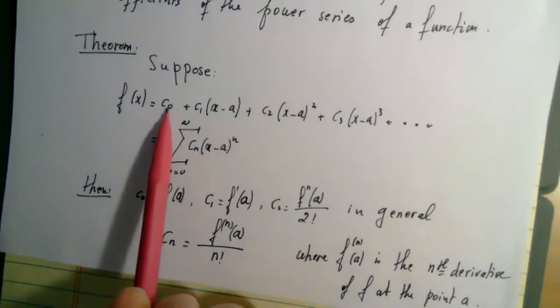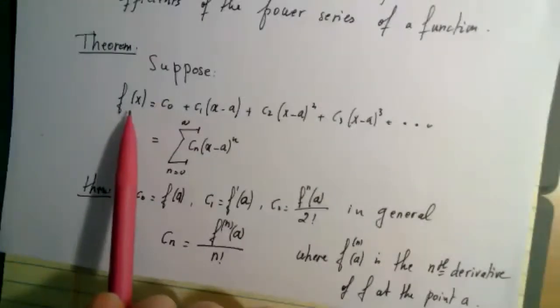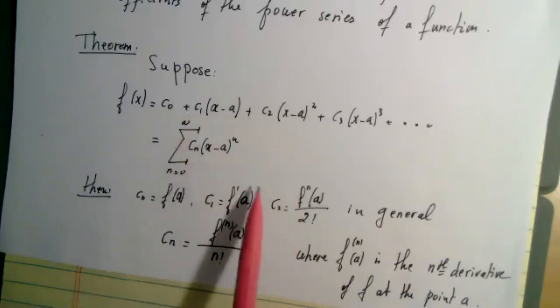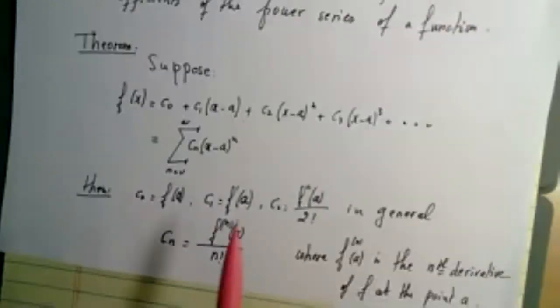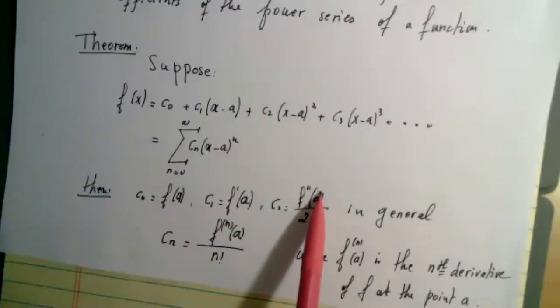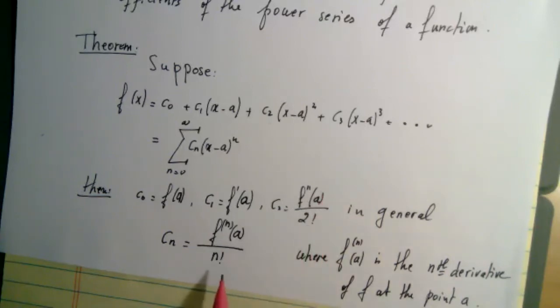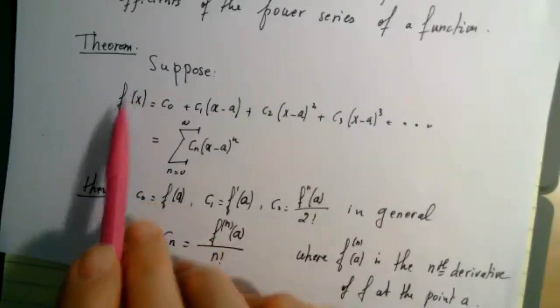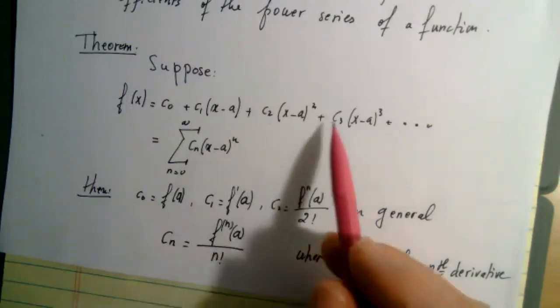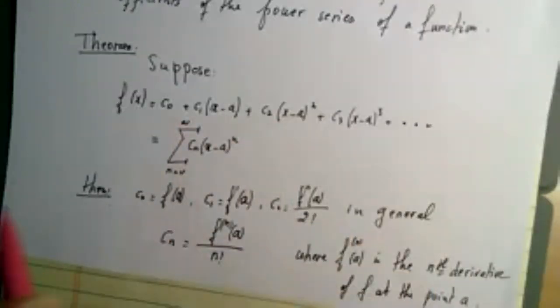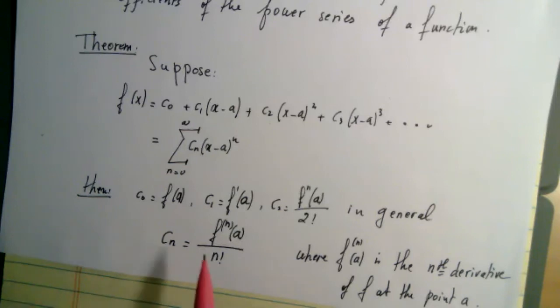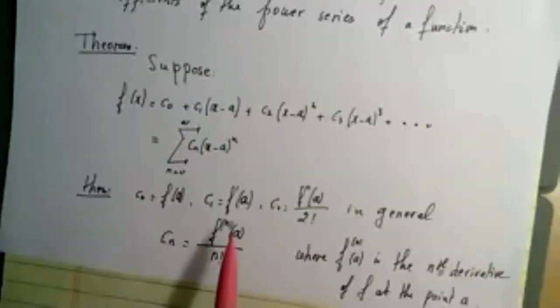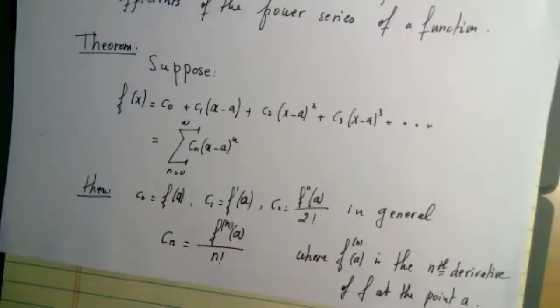They are telling me that C0 is the function at a. C1 is the derivative at a. C2 is not the derivative, it's the second derivative at a over 2 factorial. C3, the third derivative at a over 3 factorial. Remember, those are numbers. They don't depend on x, so they are fixed numbers. And Cn is the nth derivative at a over n factorial.